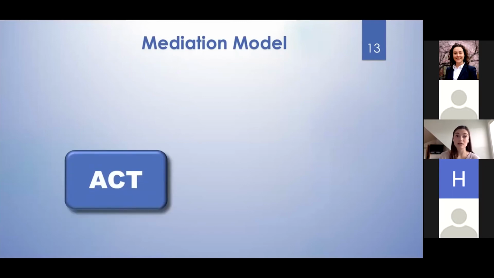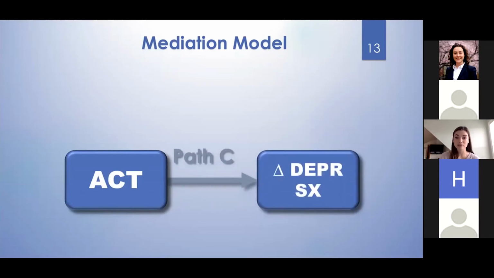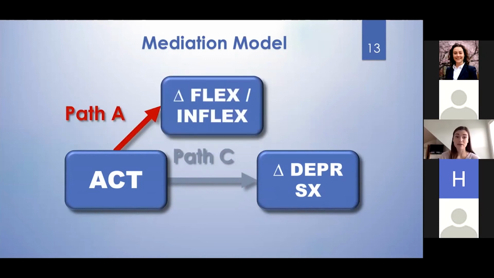So to give you an idea of what we tested, the mediation model. We're looking to see if ACT led to drops in depressive symptoms. Given that this is a single arm design, it wasn't a true mediation model, but that was path C. And then path A, we looked to see if there are drops in inflexibility and gains in flexibility over the course of 2 months, and if the residualized change scores of changes in flexibility and inflexibility were correlated to residualized change in depressive symptoms.